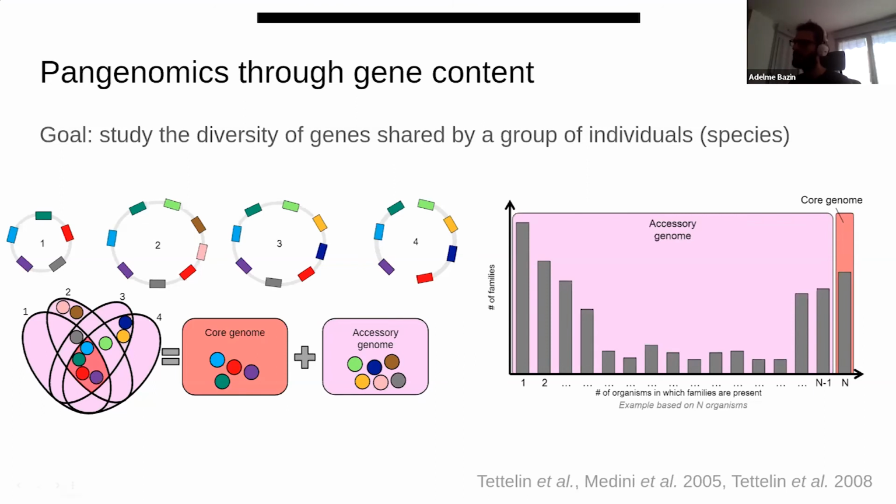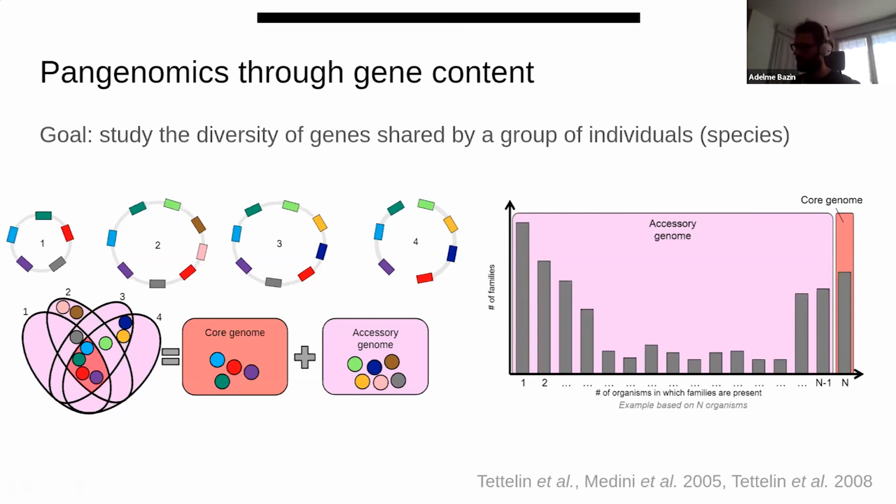A core genome will include all genes that are present in all individuals of the group that you're studying. So here, the red genes, for example, are present in all genomes, so they are core. The accessory genome will include genes that are not present in all genomes, so it can include rare genes or genes at intermediate frequencies. This was the partitioning scheme that was used originally in the first pangenomic studies.